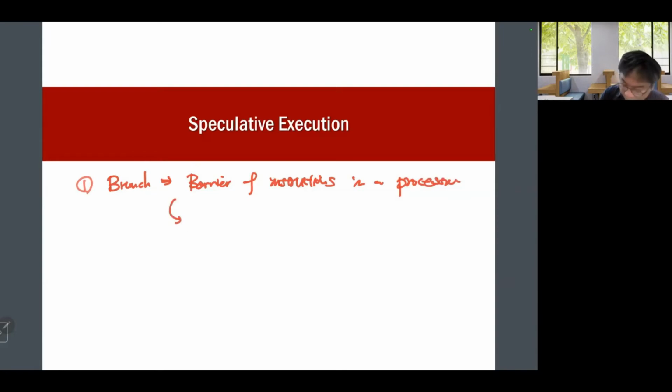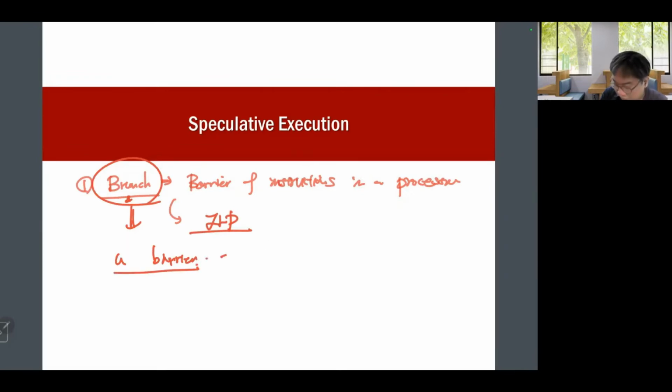What's the problem? Because of the branch instruction, we cannot exploit the instruction level parallelism efficiently because we cannot find available instructions after this branch instruction. So the branch instruction is a barrier. Then how can we overcome this barrier of instructions?